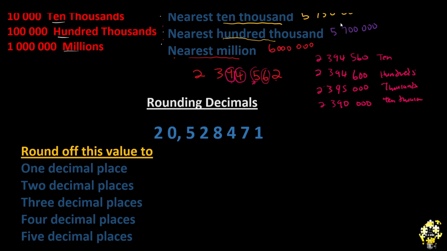This was to the nearest 10,000. Now to the nearest 100,000. This is the target here. Who is the right neighbor? It's this 9 here. It says we must round up. Round up means we must add 1 to the target. So it's going to be 2,400,000.